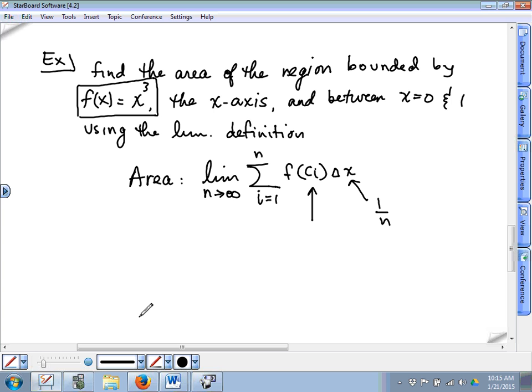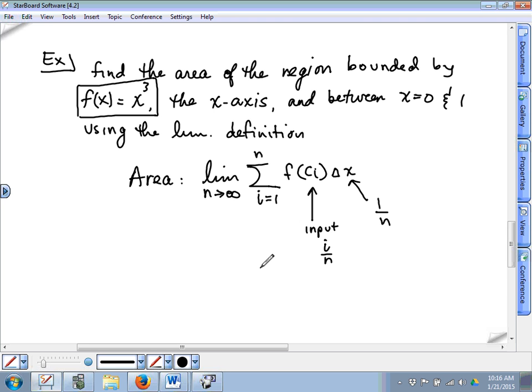Our input is going to be our width multiplied by i. So our input is just going to be i over n. Last time our input was i minus 1 multiplied by each subinterval width. But this time it's just i because we're doing a right side or an upper sum. Now what happens if I put an input of i over n into our function? So if I put i over n into the function, isn't that just going to be cubed?